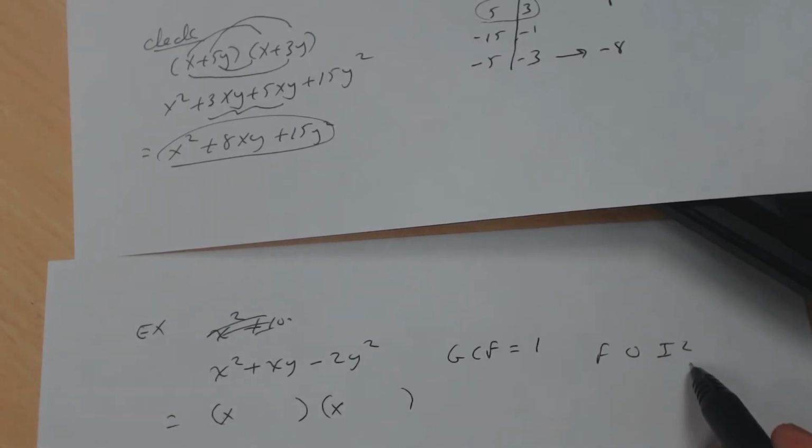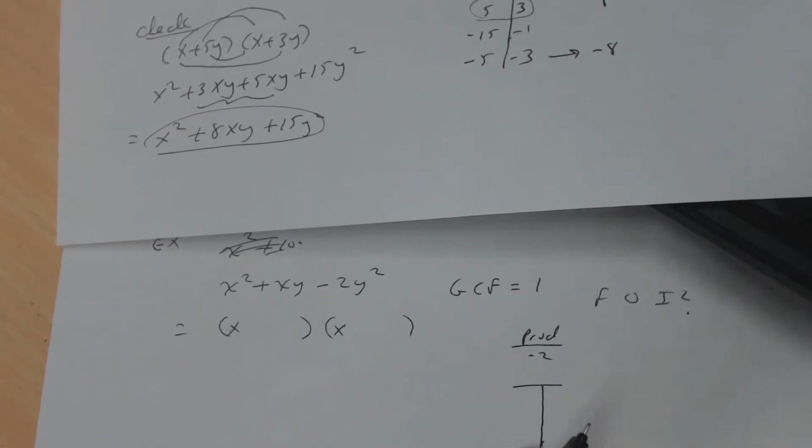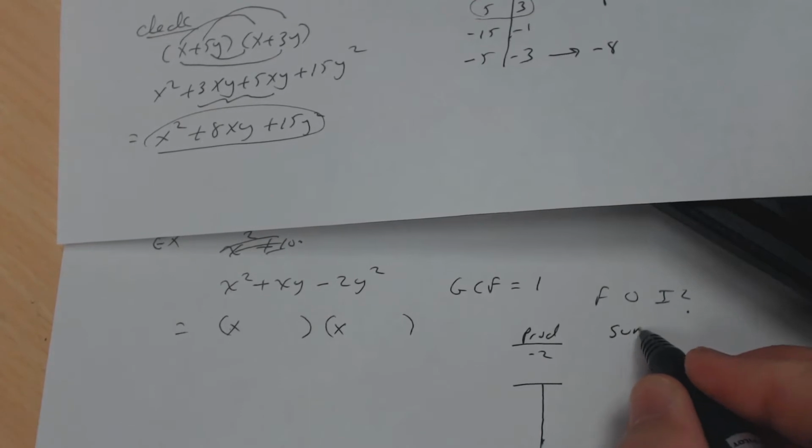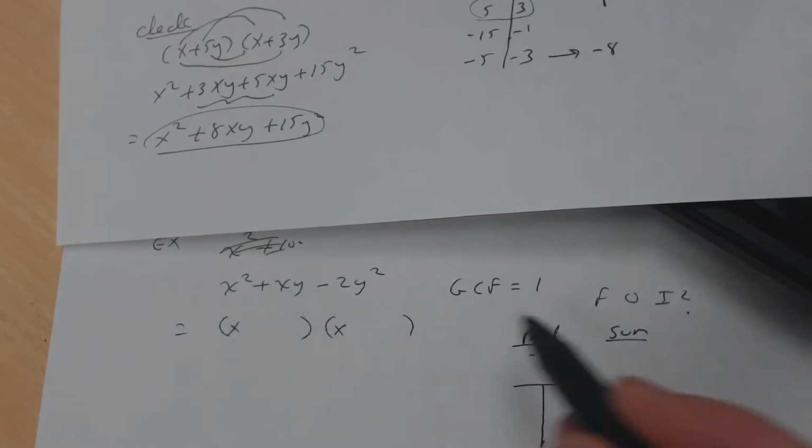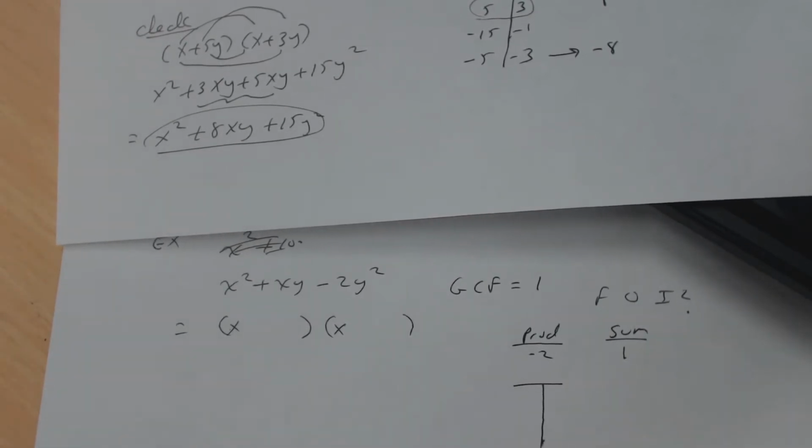Now go to the last. All right, now think of the coefficient. Just look at the coefficient for right now. The coefficient is a -2. So I want the product to be a -2. So I want two numbers whose product is -2 and whose sum is the coefficient of the middle term. So I want the sum to be a 1.